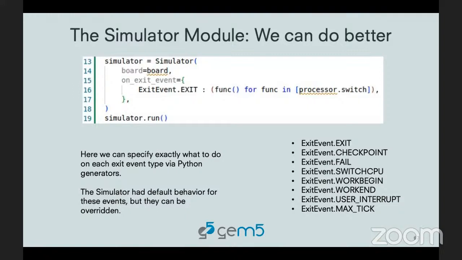Yeah? So like that list there, if you have two M5 exits in your code, then you have one event there. Kind of. Well, it's up to you. You could have two, but if you only have two M5 exit events, you're probably never going to exit the simulation, right?